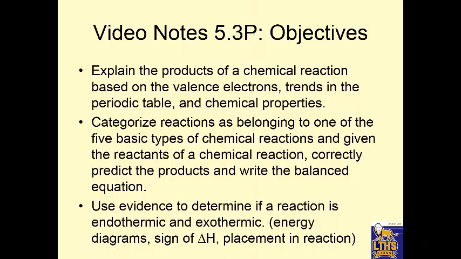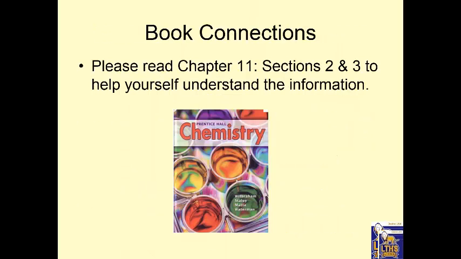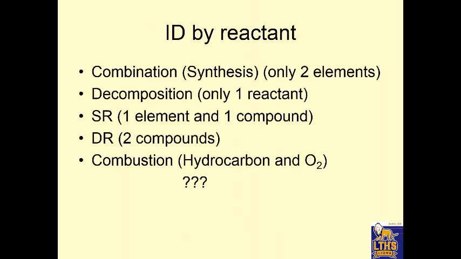We're going to do some predicting products, categorizing reactions, and talking about states of matter. We're also going to look at endo and exothermic right now. So please read chapter 11, sections 2 and 3 to help yourself understand this information. Let's go back to the 5 types of reactions: combination/synthesis, decomposition, single replacement, double replacement, and combustion. But now you're only going to get half the reaction, the reactants, and you're going to have to predict the product. So you'll need a periodic table with you at all times.